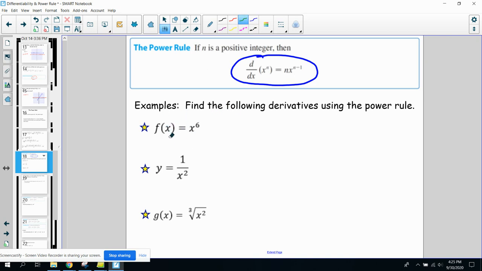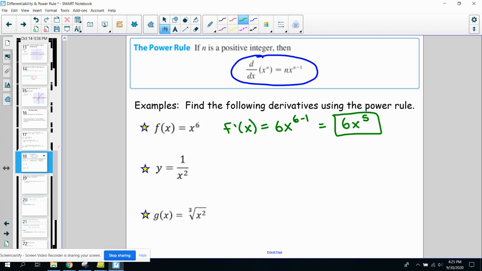So if my function is f of x equals x to the sixth, and I want to find the derivative using the power rule, my exponent is 6, so I'm going to put it in front, and then I'm going to take my exponent and subtract 1. So this would be 6x to the fifth. Okay, so those of you that already know this, great.